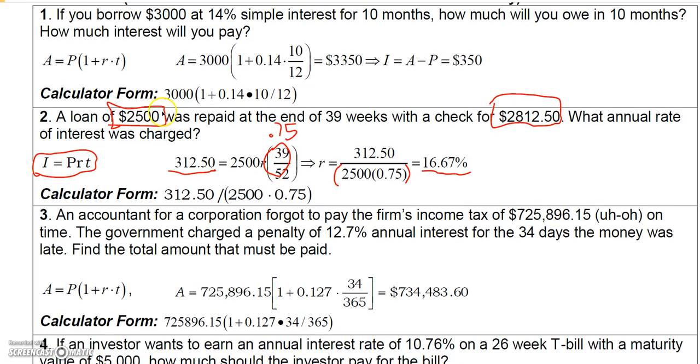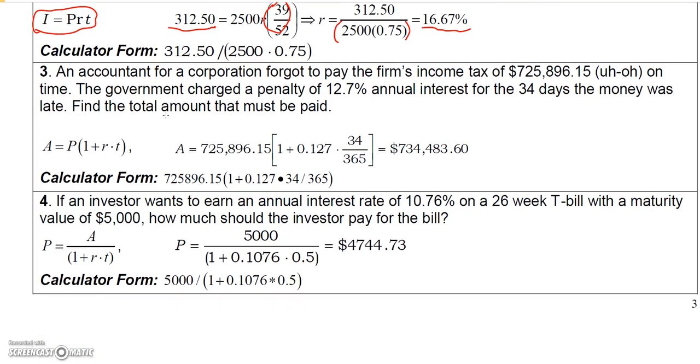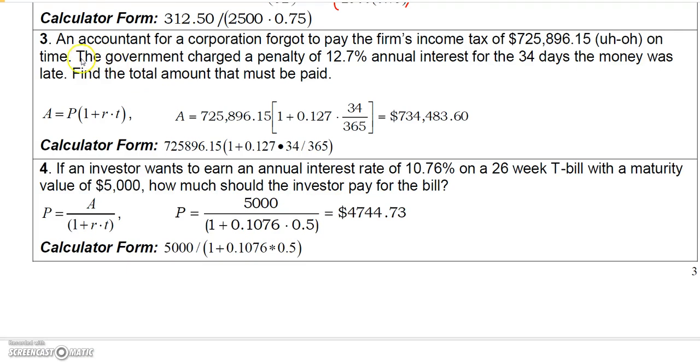which is 16.67%. Now, number 3 is really just another amount problem. It says an accountant forgot to pay the firm's income tax of this amount, and the government charged a penalty of 12.7% annual interest for the 34 days the money was late. Find the total amount that must be paid. So here I'm going to use this same formula. Don't worry about the brackets. I probably should have used parentheses to be consistent, but use this formula to find the amount that you have to pay.